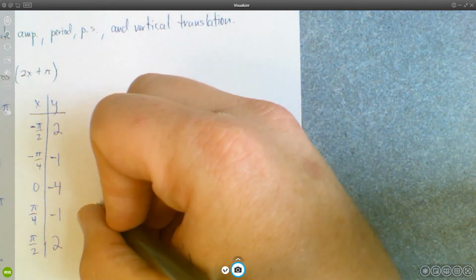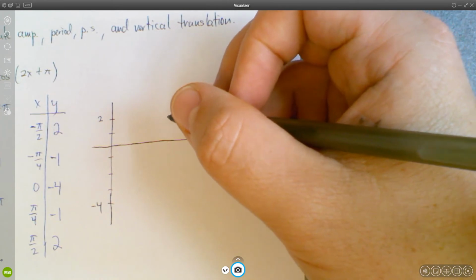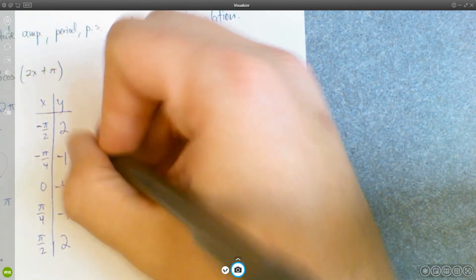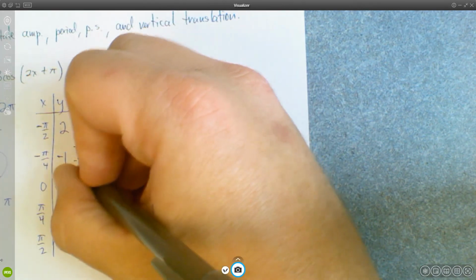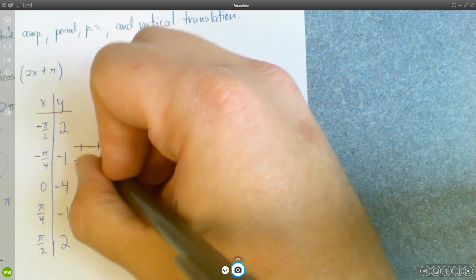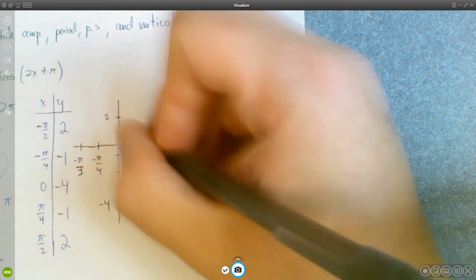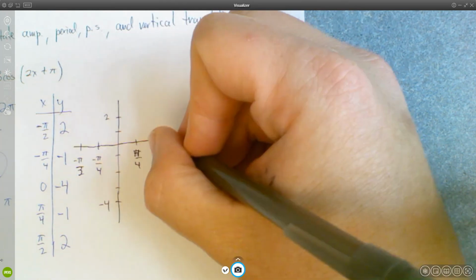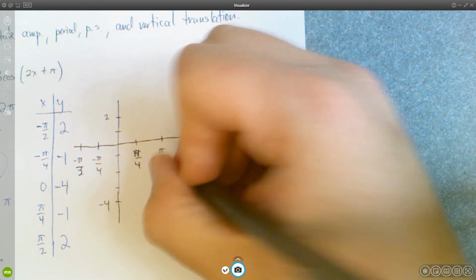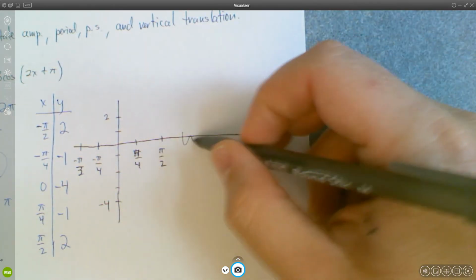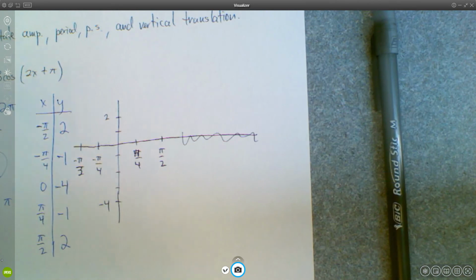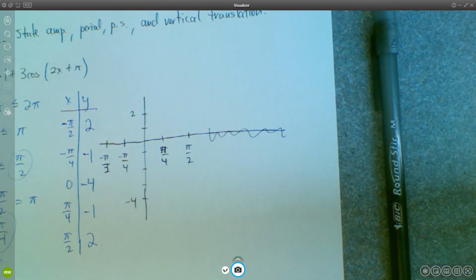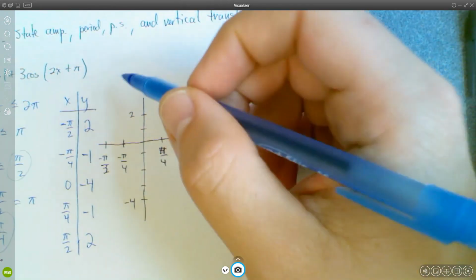There's 2, there's negative 4. And, oh, I should have given myself more space over here. That's okay. This is negative pi over 2, negative pi over 4, 0, pi over 4, and then pi over 2. So I didn't need quite so much excess graph paper over there. But anyway, let's plot these points now. I'll try to be more careful this time.